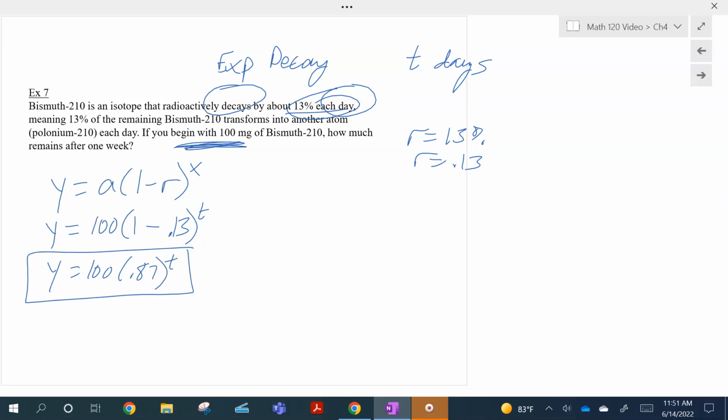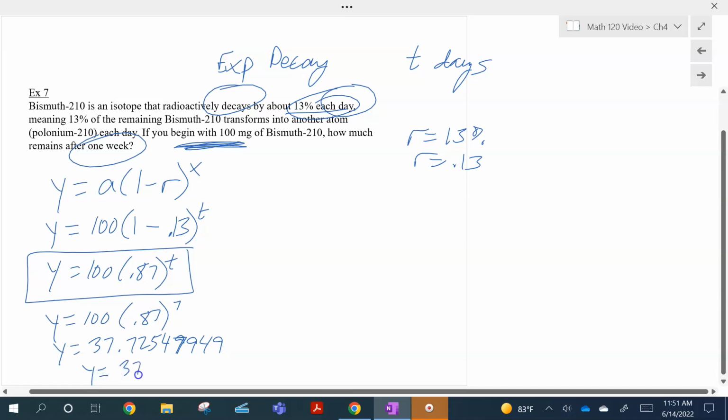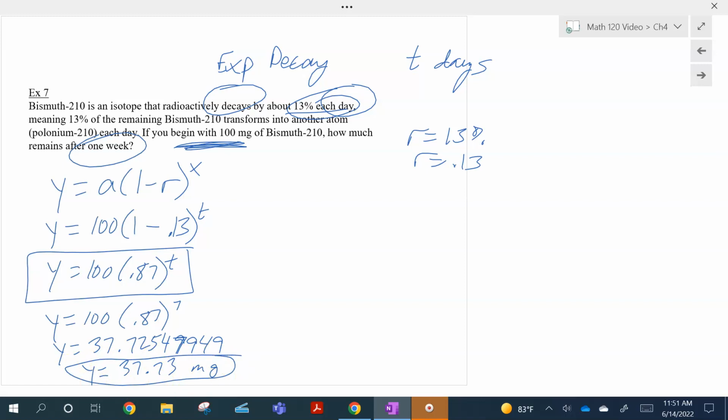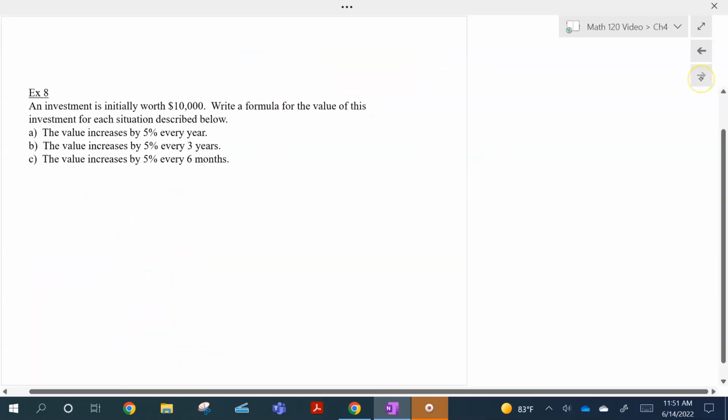Okay, here's our model. After 1 week, well, that's 7 days. Let's just plug a 7 in. And we punch that in. 0.87 to the 7 times 100. 0.47949, and around it, there's 100 times that, 37.73, and this is in milligrams. This is how much is left after a week, right? It's going down by 13% each day. All right, last example here.